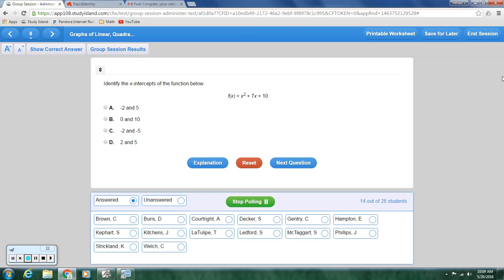X-intercept. You want to know where does it cross the x-axis? The first thing, I probably graph it. You can solve it without graphing. You can factor it, but you're looking for where y is 0. X-axis. Where is y 0?